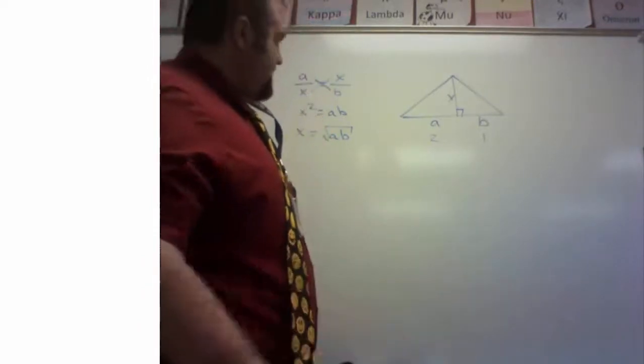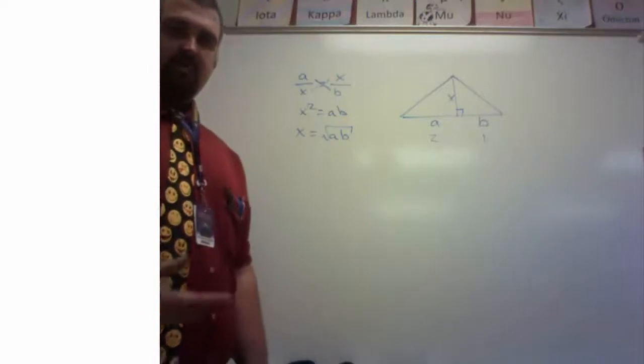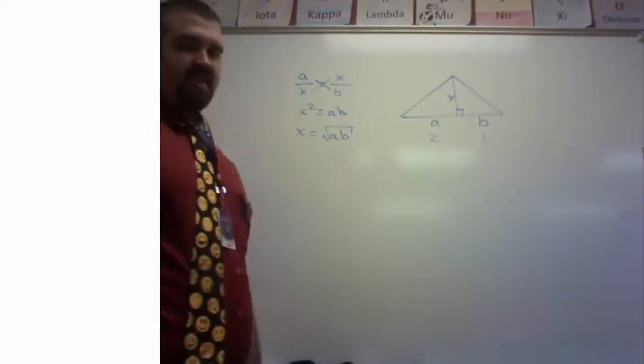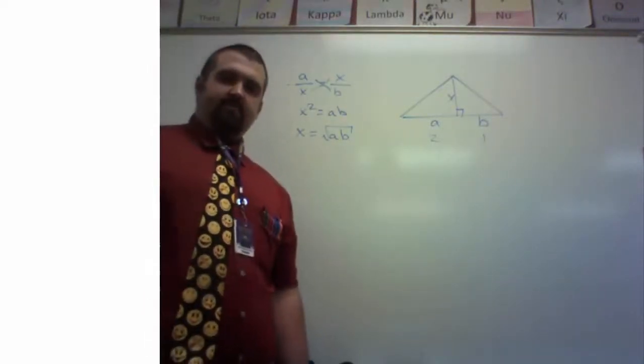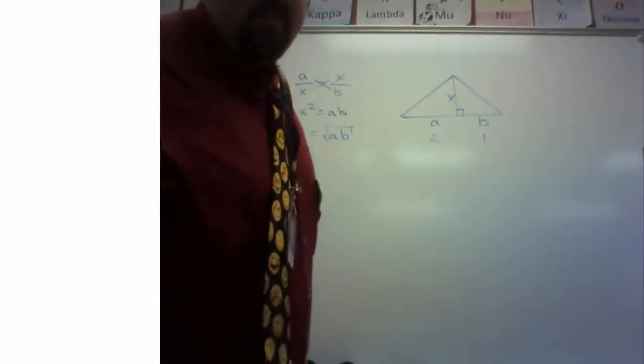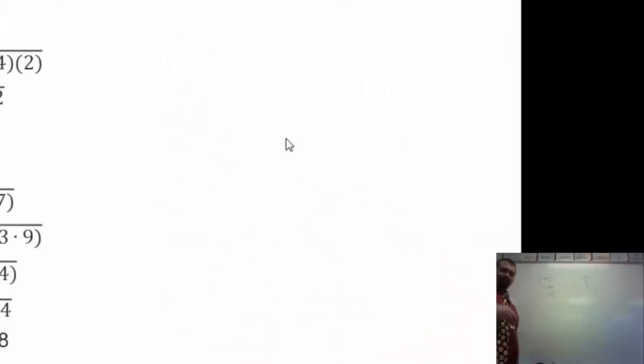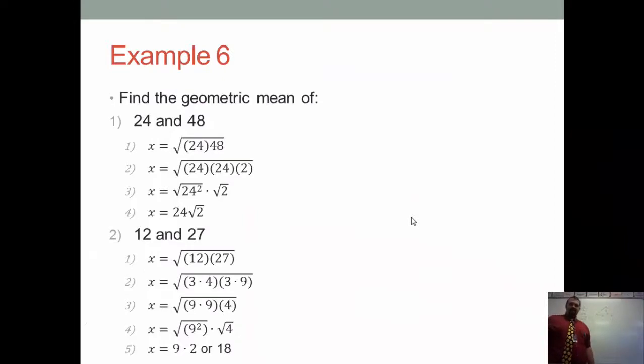So if I ever ask you to take the geometric mean of two numbers, you multiply the two numbers together, just take the square root. Done. Alright, so I meant that to be not all written out, so let's go straight here.